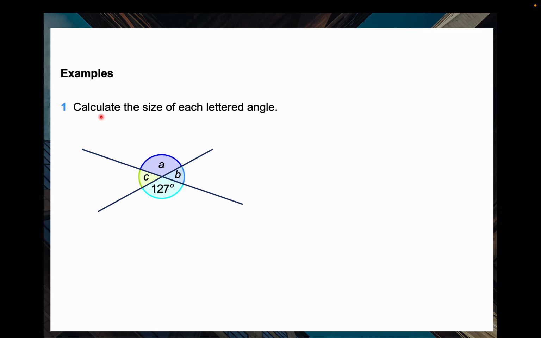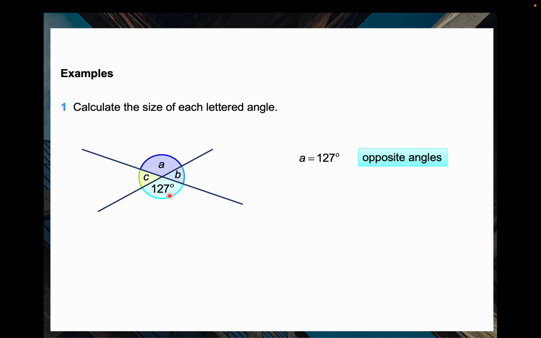So we are asked to find out the size of each lettered angle. That means we need to find what is A, what is C, and what is B. Obviously we do know that A is vertically opposite to 127 degrees. That means the size of A will be 127 degrees, as they are vertically opposite.